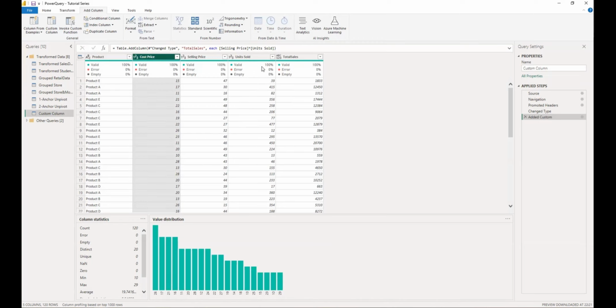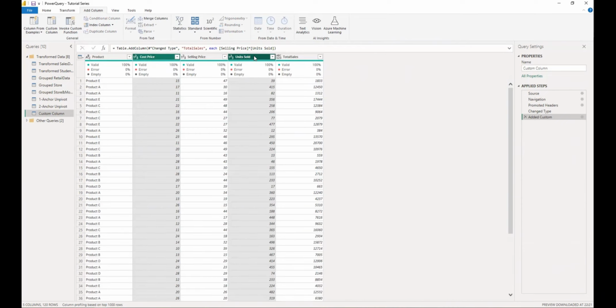So another way to do that is I can select the two, select one column, hold control if you are going to select a different column. You can hold control and hold this. That's another way, without going through the custom column.